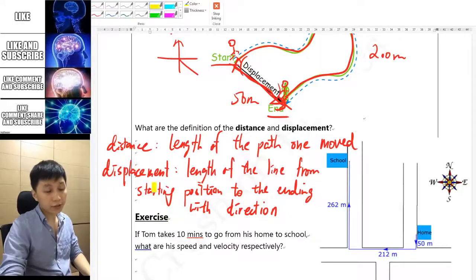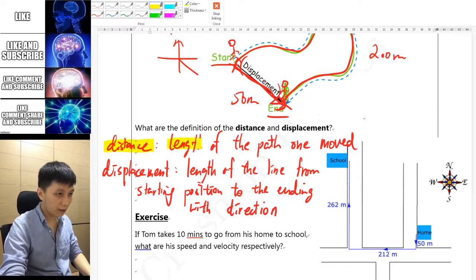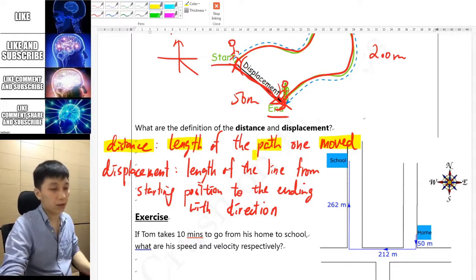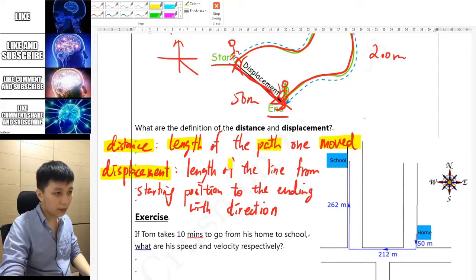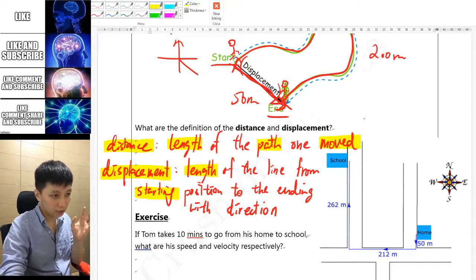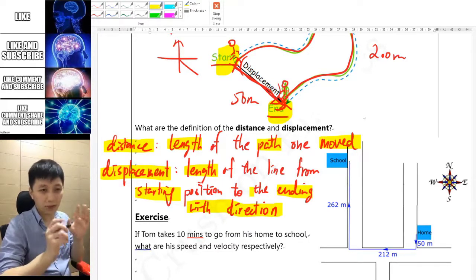A few moments later. Okay, so here is how I will phrase it. For distance, it will simply be the length of the path that one moved. Very simple. There's no direction involved, by the way. For displacement, that will be the length of the line that joins the starting position to the ending position. So like what we said, starting and ending with the direction. All right, let's not forget this.